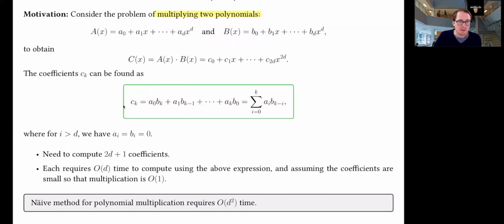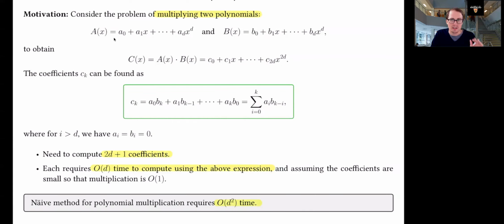So if you look at this, you have to compute from c0 up to c2d. So you need to compute 2d plus 1 coefficients to find the polynomial C. And each requires order d time to compute because you have to compute this sum. So order d time to compute using the above expression. So we're getting 2d multiplying big O of d, and this algorithm runs in d squared time. This is the simple, by-definition method for computing the product.